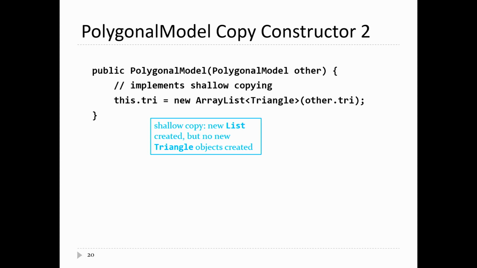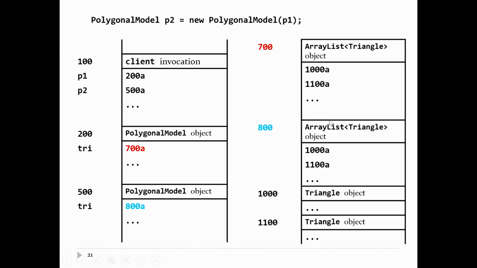Now we've got a shallow copy of the other object's list of triangles. So a new list, no new triangles. So what does the picture change to? Well, the picture changes to the following.